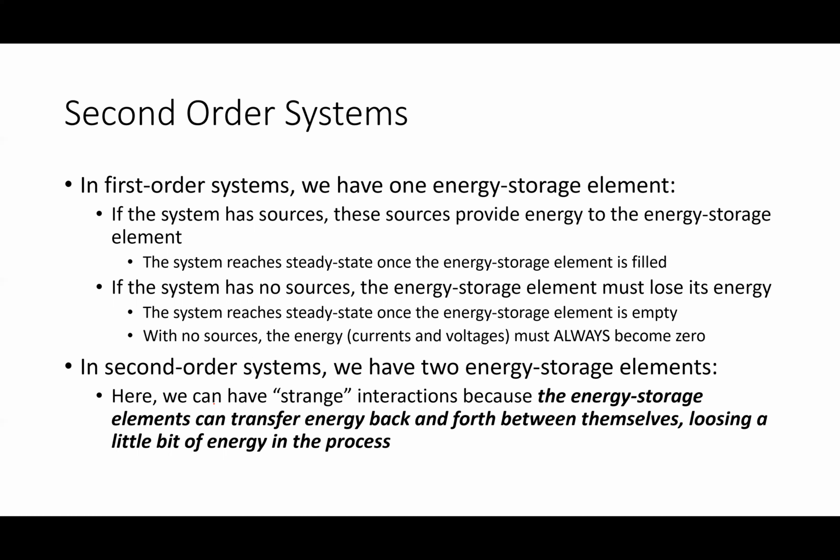In a second order system, I have 2 energy storage elements and they can interact in weird ways. Which means my transient has 2 exponentials because I always have as many exponentials as I have energy storage elements. But it's possible that this energy transfer back and forth between the 2 elements can lead to a really strange interaction, where possibly the transient never stops.